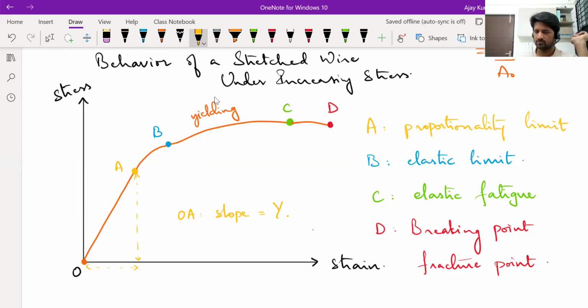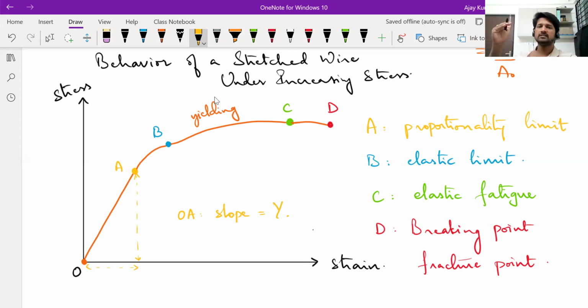They can ask you questions based on this also. For different materials, they'll give you graphs like this and ask you which material has higher Young's modulus, which has lower Young's modulus, what is the ratio of Young's modulus. Such questions can be asked. So as you increase the stress up to a certain level, stress will be proportional to strain. So proportionality is there. Elasticity will also be there.